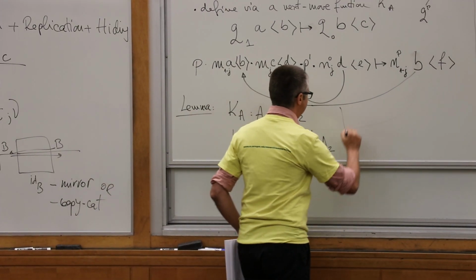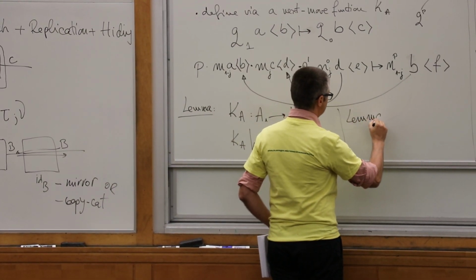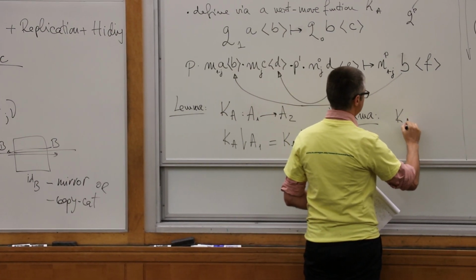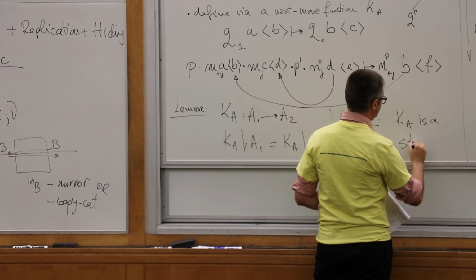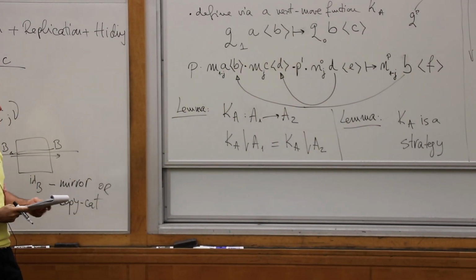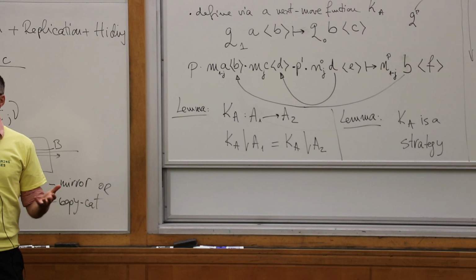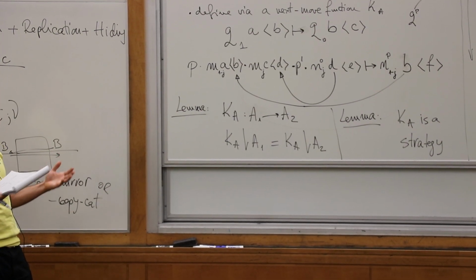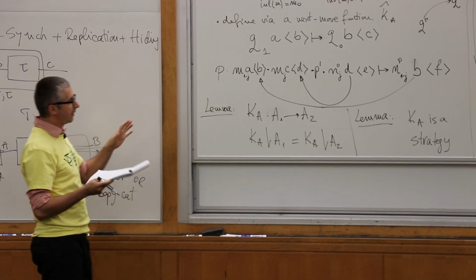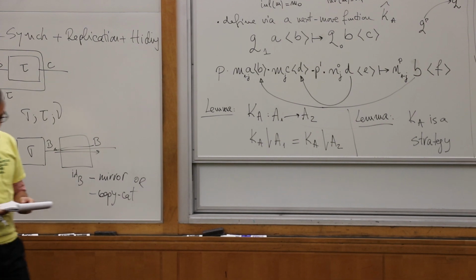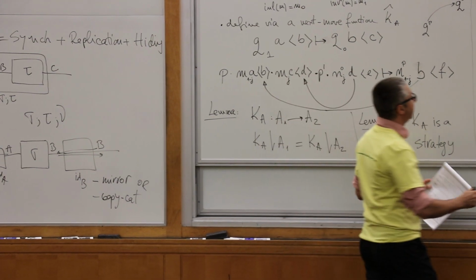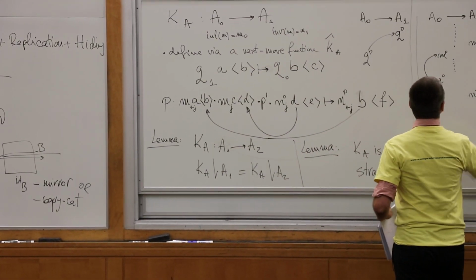And we can quickly check that this is a strategy. You have to check a number of conditions, and the key condition is that the justification structure of the play is correct, and that will turn out to be correct. Why did we define the copycat strategies? Because we needed an identity.